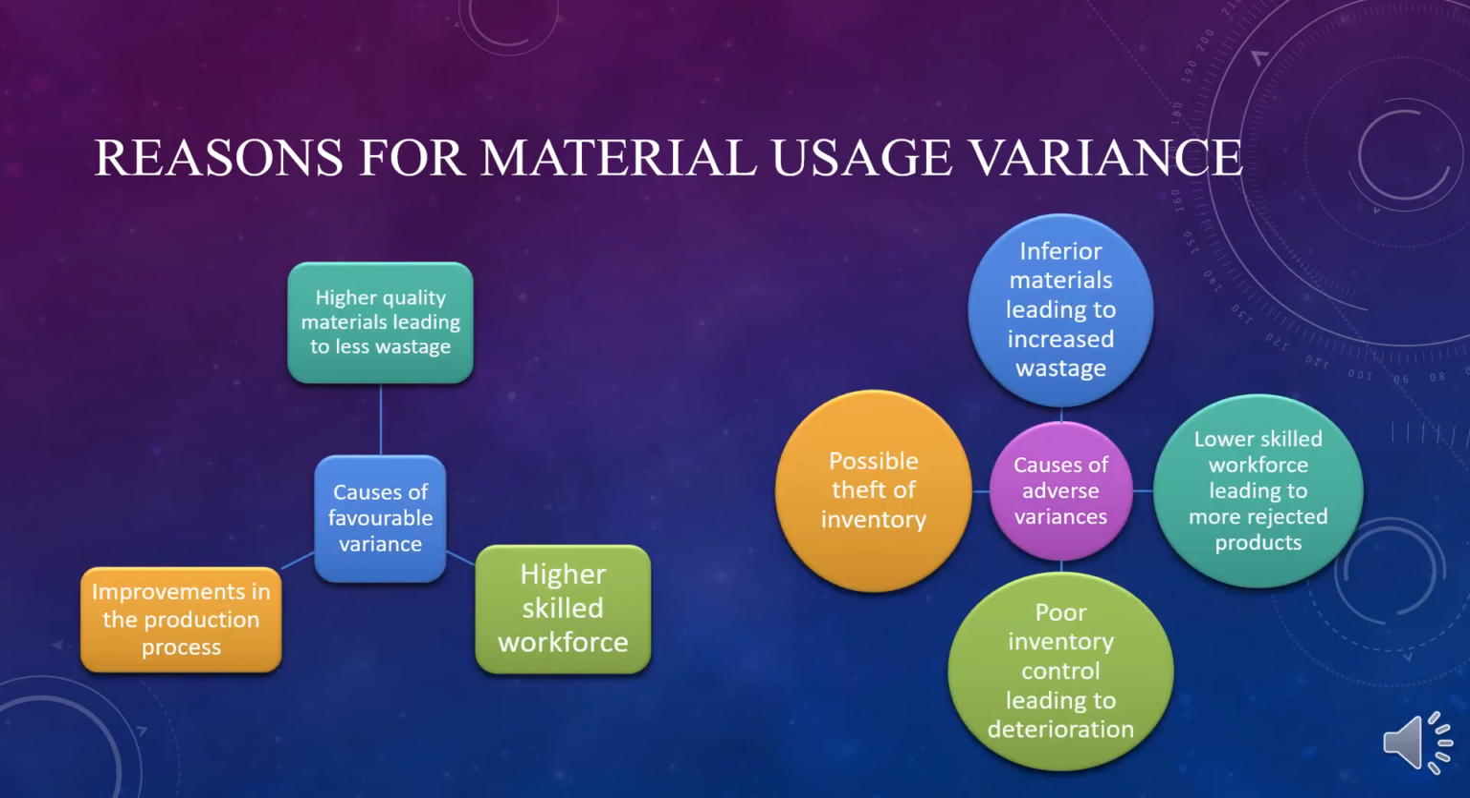Now we will look at the causes for the favorable variances of material usage variance. High quality materials would enable the company to get the maximum use of them with least wastage. If the company is strengthened with a highly skilled labor force, the company will be able to get the best usage of materials. The improvements in production process would enable the materials to be used very well with less wastage.